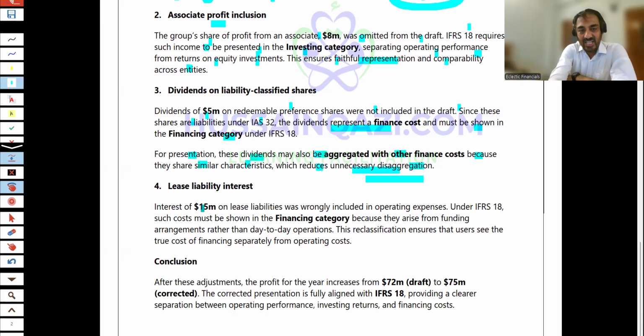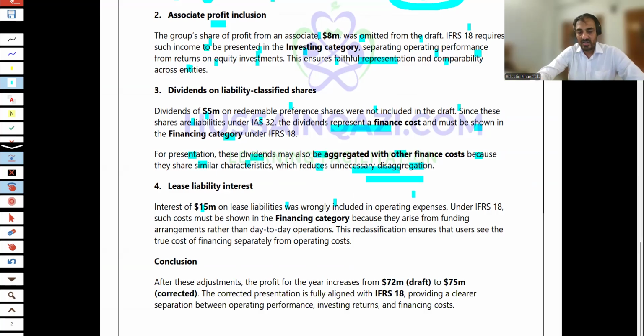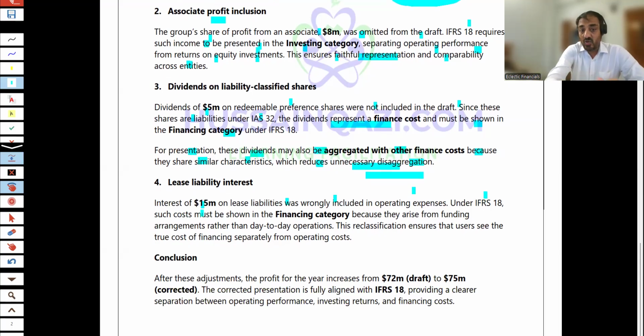Lease liability interest of 15 million was wrongly included in operating expense. Same, we have adjusted it. Interest on lease is not a part of operating expense. Under IFRS 18, such costs must be shown in the finance category because they arise from funding arrangements rather than day-to-day operations. This reclassification shows users the true cost of finance separately from operating cost.